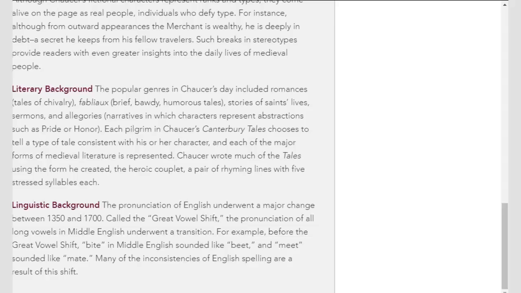Chaucer wrote much of the tales using the form he created, the heroic couplet, a pair of rhyming lines with 5 stressed syllables each. Linguistic background. The pronunciation of English underwent a major change between 1350 and 1700. Called the Great Vowel Shift, the pronunciation of all long vowels in Middle English underwent a transition. For example, before the Great Vowel Shift, bite in Middle English sounded like beat, and meat sounded like mate. Many of the inconsistencies of English spelling are a result of this shift.